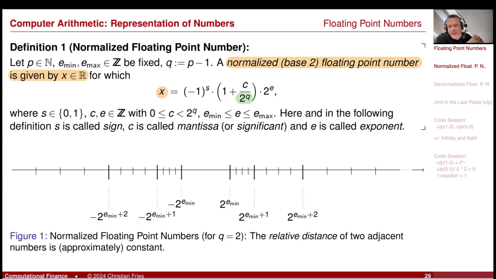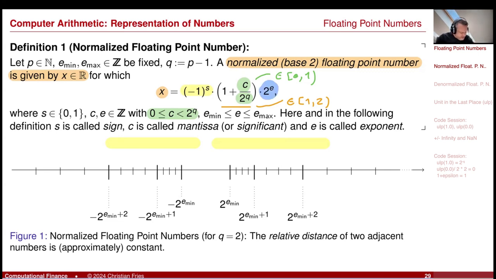So my normalized base 2 floating point number is given by minus 1 to the power of s. This encodes the sign, so am I on the left side or on the right side. And then I have 1 plus c divided by 2 to the power of q. Recall that c is between 0 included and 2 to the power of q not included. So I know that this fraction is between 0 included and 1 not included. From that, you also know that this part is between 1 included and 2 not included. And then this number, 1 point something, is multiplied with 2 to the power of e. There is your exponent.